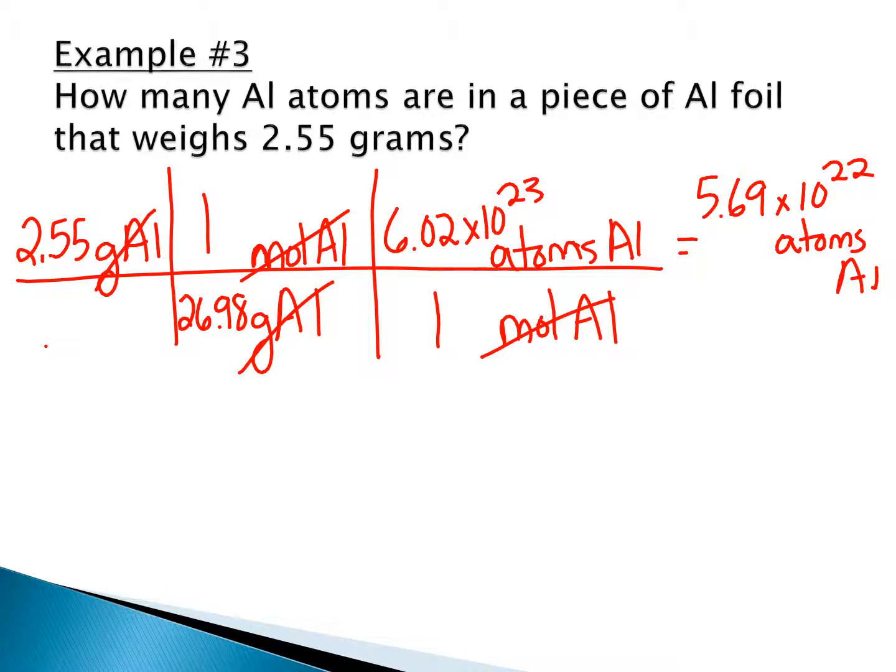And we can kind of do a common sense check here, okay? We know 1 mole weighs 26.98 grams. 2.55 grams is less than 1/10 of that. So we would expect to have less than a mole of atoms, right? And that makes sense, okay?